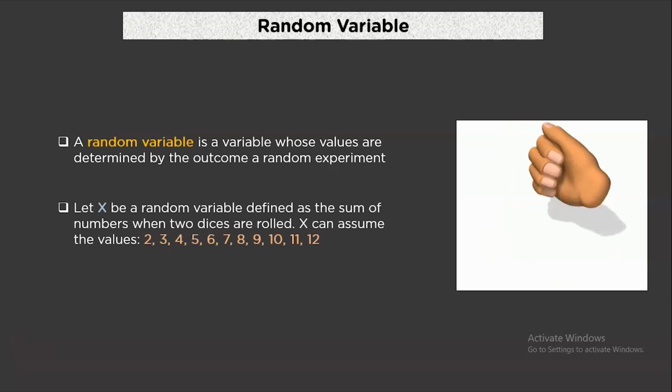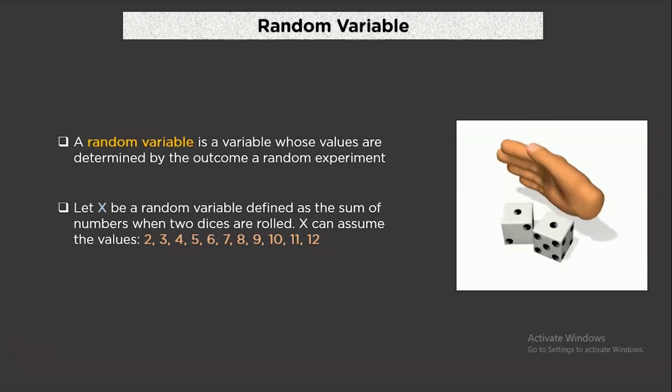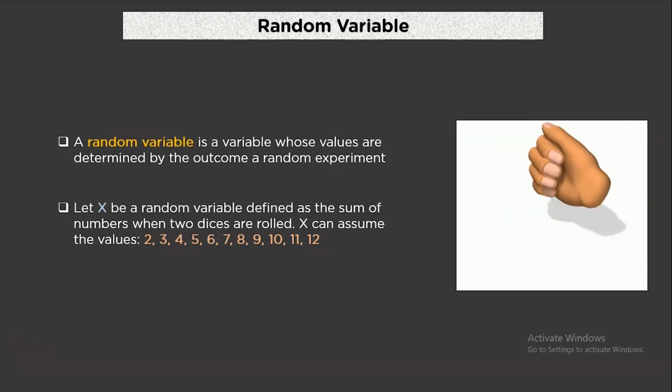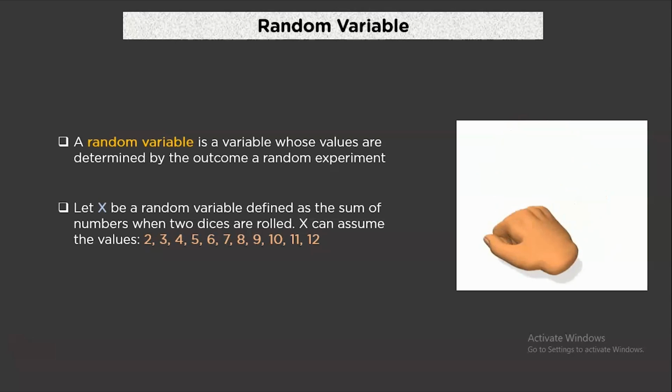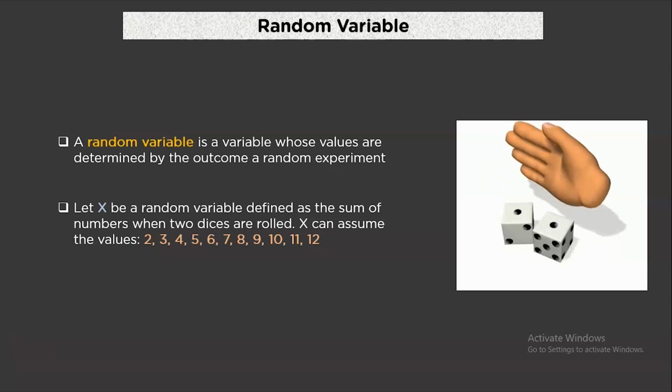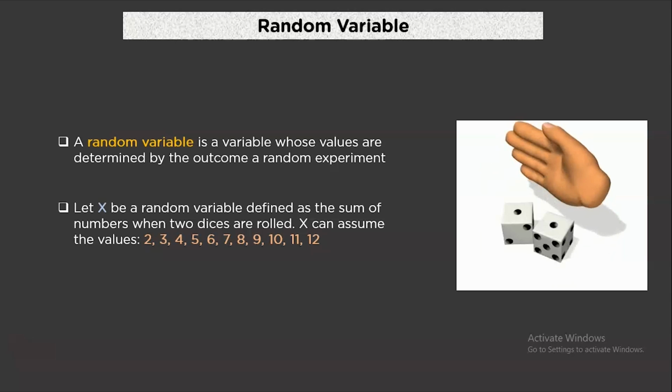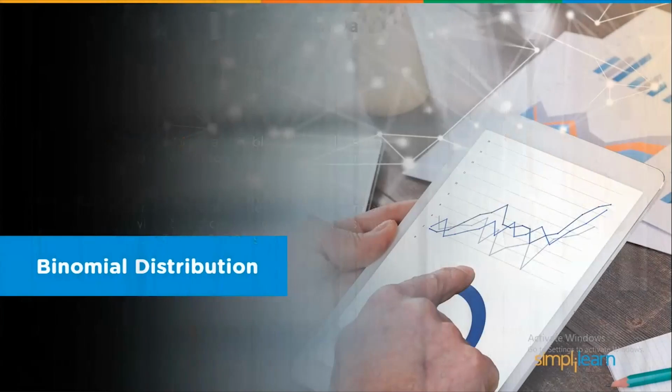Let's see an example. Let X be a random variable defined as the sum of numbers when two dice are rolled. X can assume the values 2, 3, 4, 5, 6, 7, 8, 9, 10, 11 and 12. Notice there is no 1 here because the sum on the two dice can never be 1. Now that we know the basics, let's move on to binomial distribution.